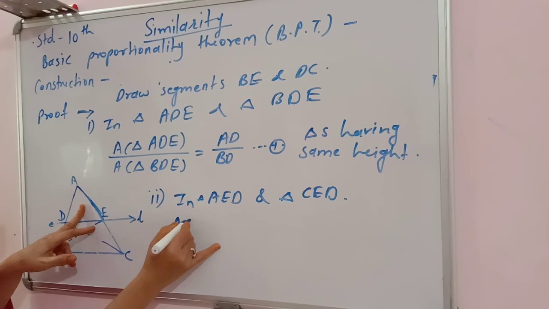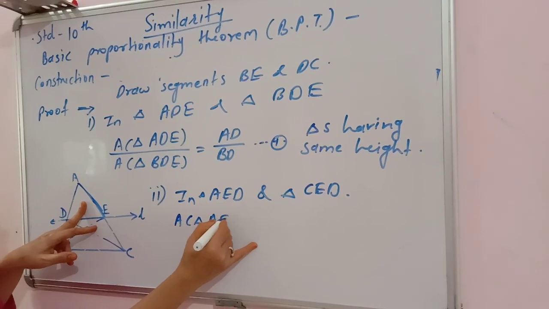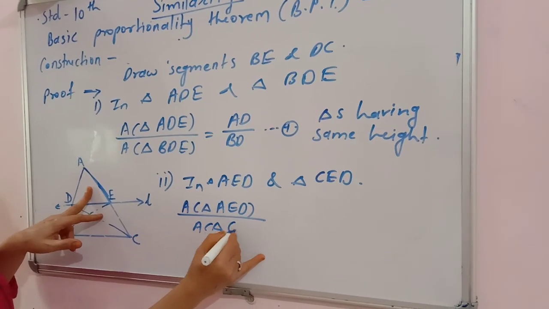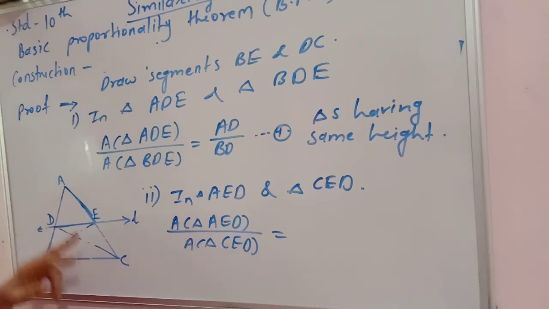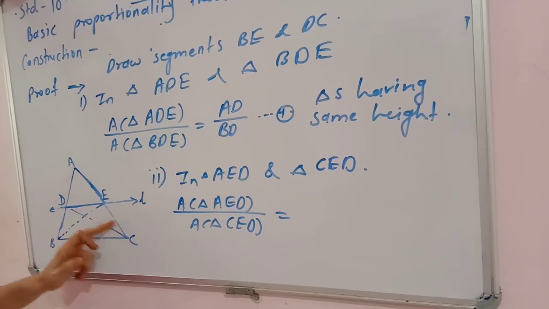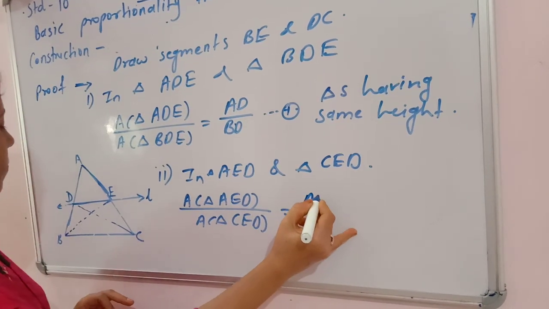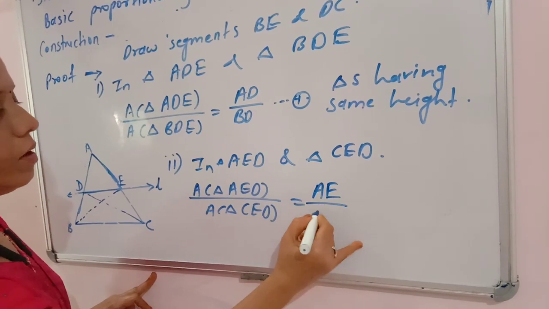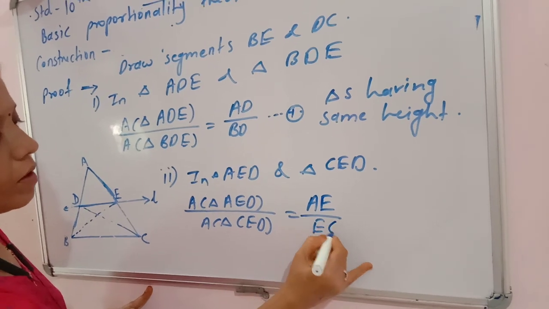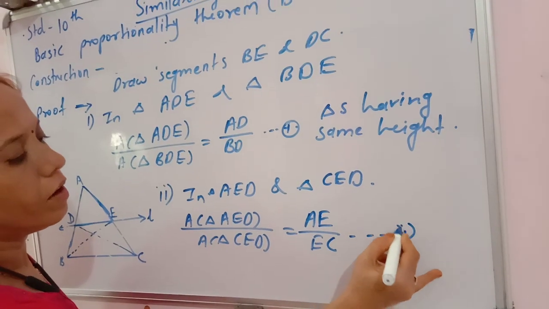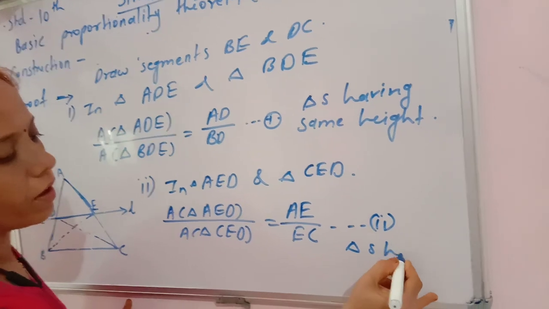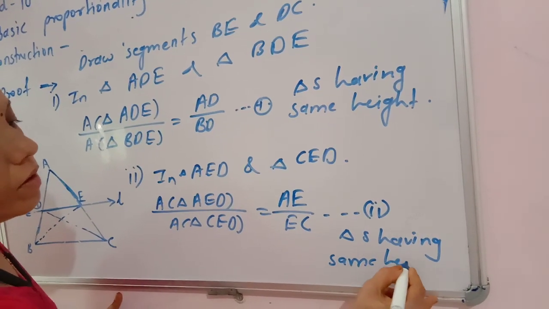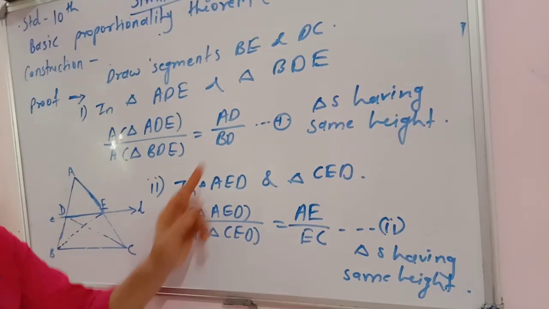Again the ratio of their areas, area of triangle AED to area of triangle CED, is equal to the ratio of their bases, AE upon EC. This is the second. Again we can write, triangles having same height. We have learned this property yesterday.